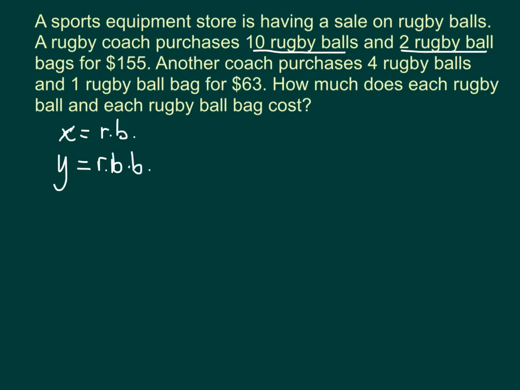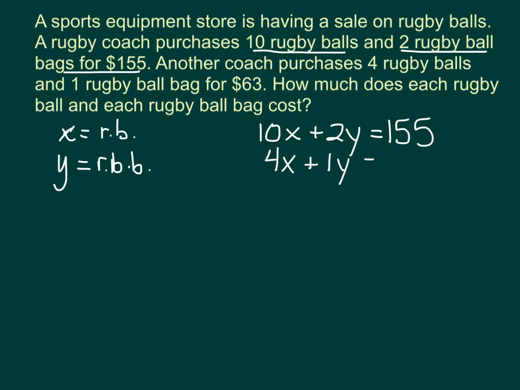Okay, so our very first equation, 10x, 10 rugby balls, plus 2 rugby ball bags for $155. Another coach purchases 4 rugby balls and 1 rugby ball bag for $63. Okay, so we need to figure out the value of x and the value of y.